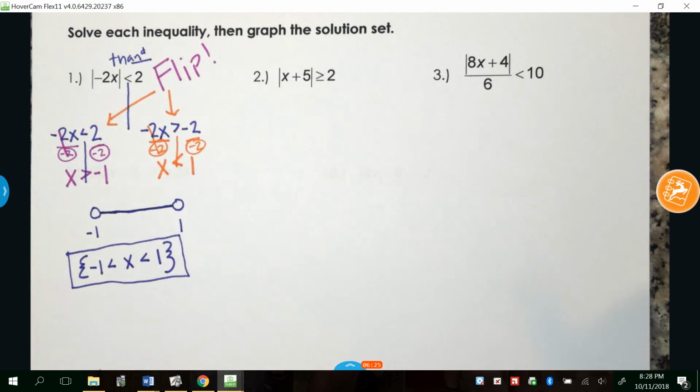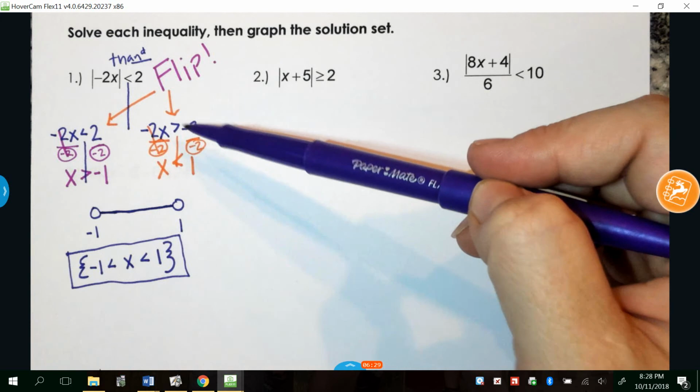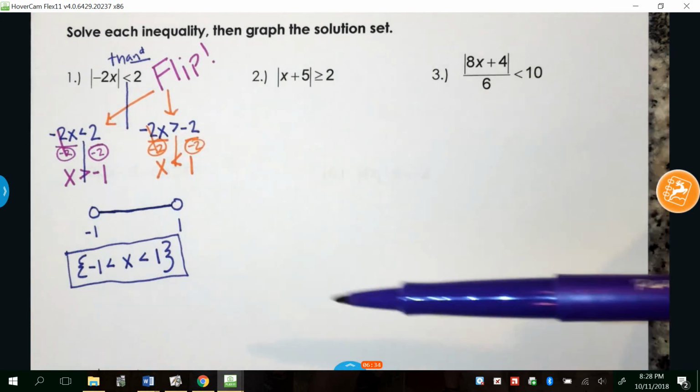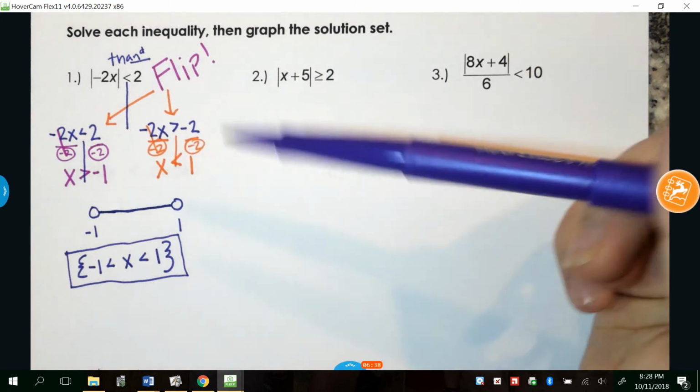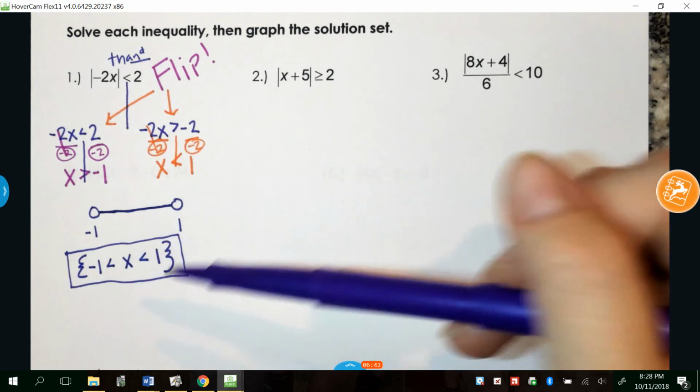So remember, the big things that are different: when we write our second equation, we flip it and make it an opposite. So it was positive, now it's negative, and we flipped our symbol. So opposite, opposite, opposite, opposite. Okay, and then we have our number, we build our number line and write it as an inequality. So let's do another example.